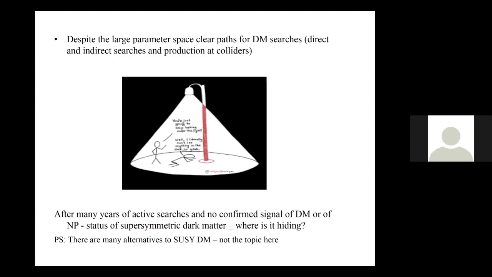So after many years of active search and no confirmed signal of dark matter, or of new physics for that matter, we then still have to ask the question: what is the status of supersymmetric dark matter? And where is this supersymmetric dark matter hiding, if it's the correct dark matter candidate?